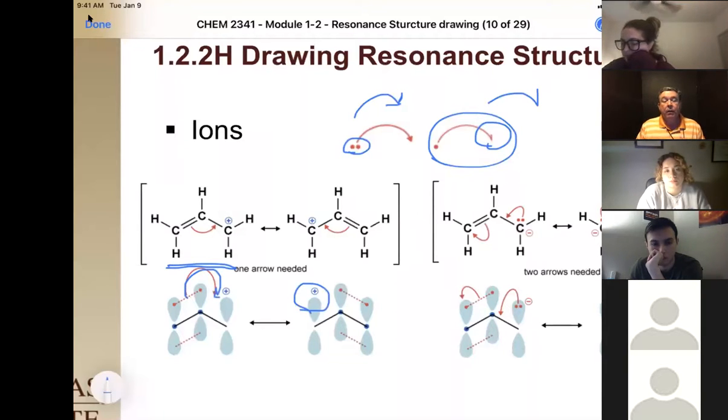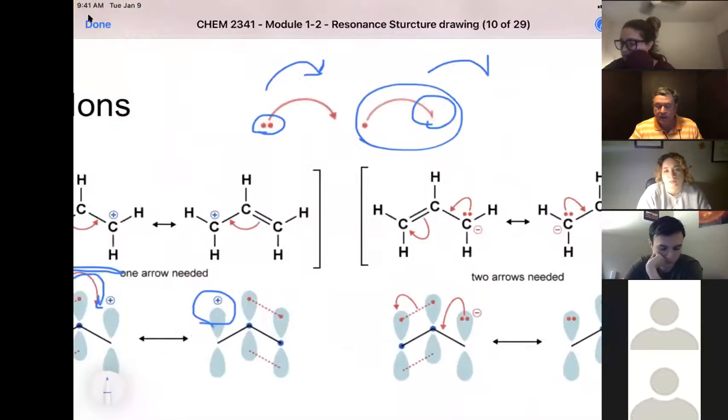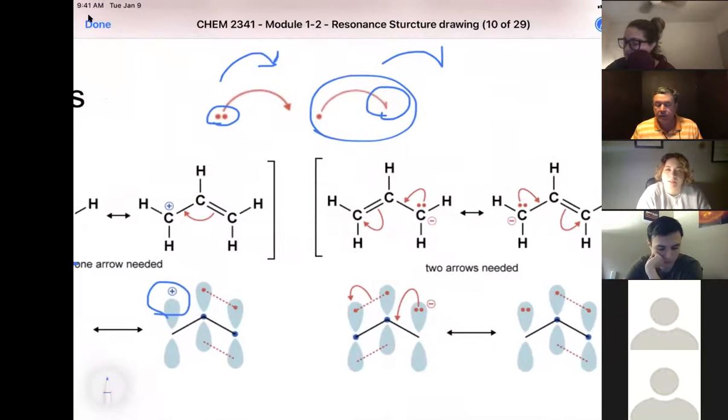Okay. Now, let's look at the opposite of that. Instead of having a positive charge on that carbon, let's put a negative charge on that carbon. What does that mean? Well, that means we still have that sp2 hybridized carbon, but we have 2 electrons in that p orbital. Now that p orbital is next to those 2 p orbitals of the pi bond, and that can also participate in that resonance structure.